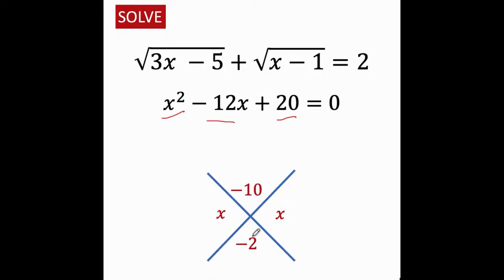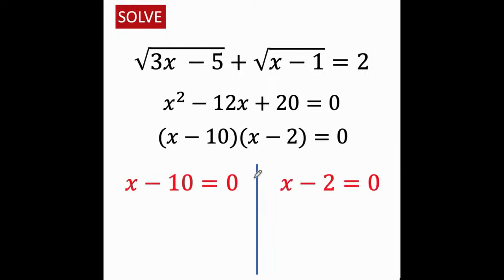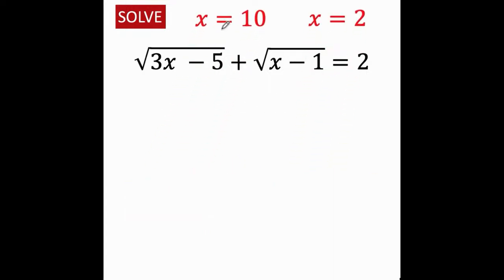When multiplied, the result is positive 20. When added, the result is negative 12. We now have two factors, x minus 10 and x minus 2. The product of these two factors is 0, so each one of them can be equated to 0. And adding 10 to both sides of the equation, we get x equals 10 here. And on the other side, we add 2 to get x equals 2. Now, we need to check for extra roots. So we have to go back to the original equation and check whether x equals 10 or x equals 2 or both of them will make this original equation true.